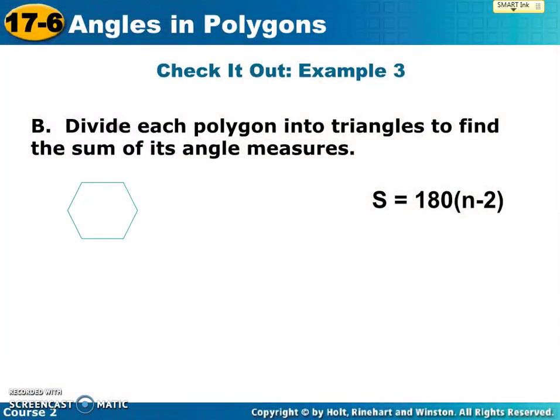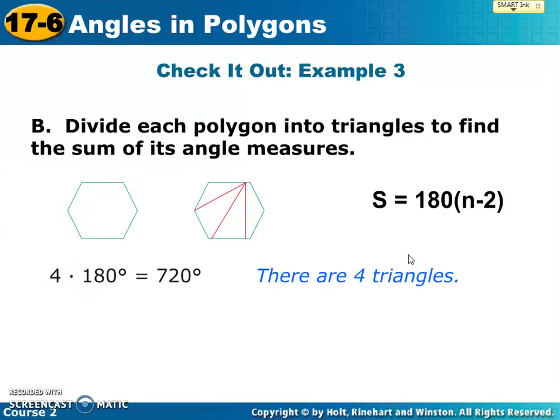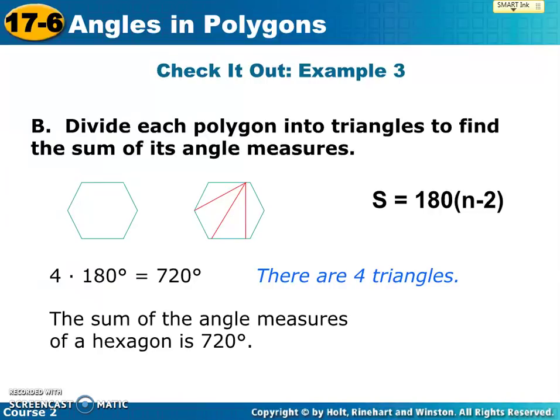All right, let's try it again here. Now we have a hexagon, so 6 sides. Pick any point, it doesn't matter where you begin, and from that point, make a line connecting it to another point. You notice that there are 2 sides here that are already connected. So we make 4 triangles, and each triangle is 180 degrees. So 4 times 180 gives you 720 degrees. So the sum of all the angle measures of a hexagon is 720 degrees.